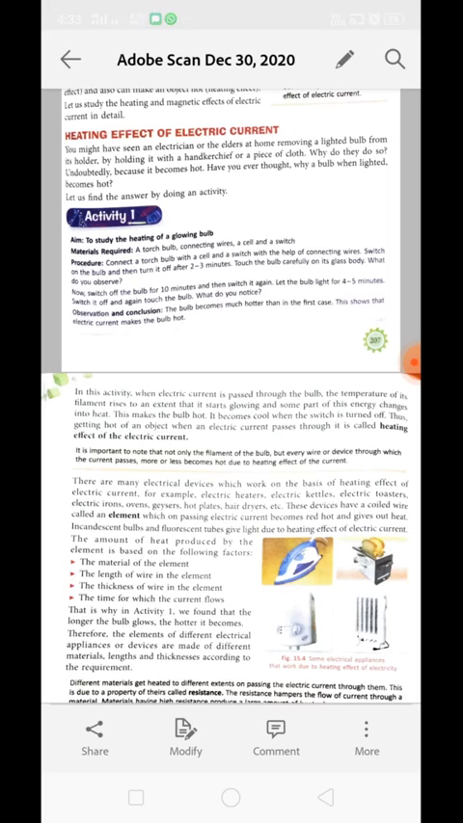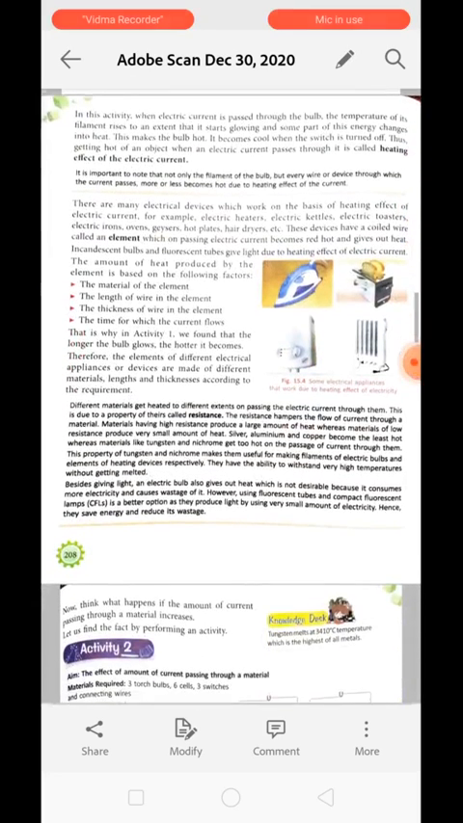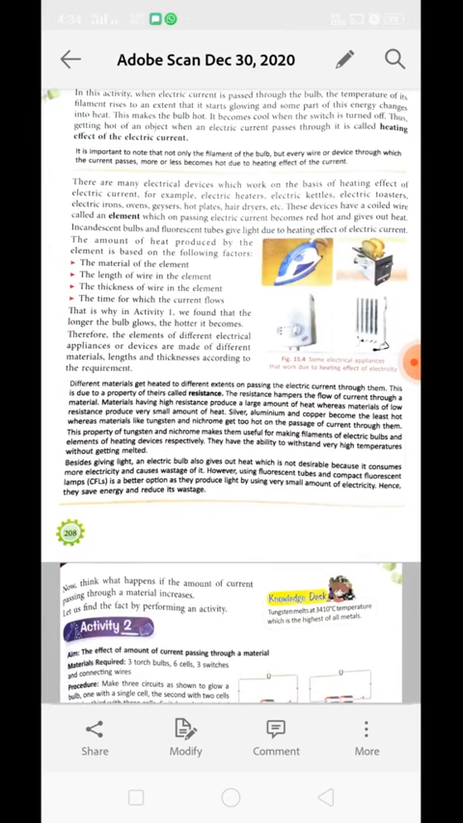Now, there are many electrical devices which work on the basis of the heating effect of electric current. For example, electric heater, electric kettle, electric toaster, electric iron, oven, geyser, hot plates, hair dryer, etc. These devices have a coiled wire called an element, which on passing electric current becomes red hot and gives out heat, because of the heating effect of electric current.